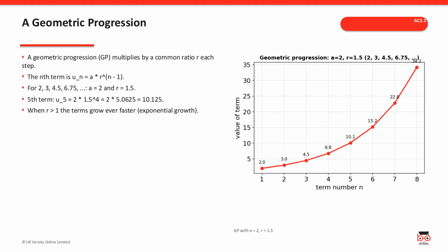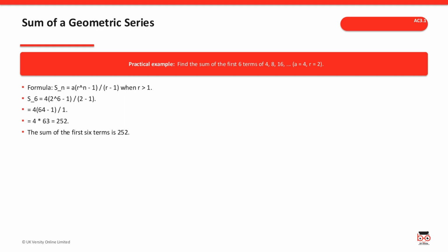That's exponential growth. To sum a geometric series, we use s sub n equals a times r to the n minus 1 all over r minus 1 when r is bigger than 1. Let's add the first 6 terms of 4, 8, 16, where a is 4 and r is 2. That's 4 times 2 to the 6th minus 1 over 2 minus 1, which is 4 times 63 over 1. So the sum is 4 times 63, which is 252.